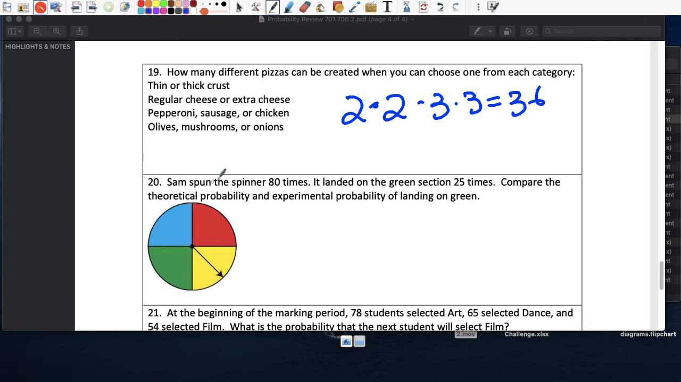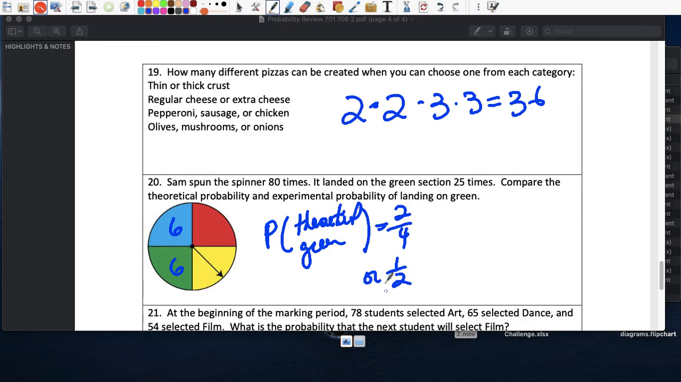Okay, Sam spun the spinner 80 times. It landed on green 25 times. Compare the theoretical probability and experimental probability of landing on green. Well, let's do the theoretical. The theoretical, but don't spin it, don't do any experiment. The theoretical landing on green. Well, there's 2 greens. This is green and this is green. 2 out of 4 or a half. Right? So the theoretical is half. So if she's going to spin it 80 times, we would expect 40 to land on green.